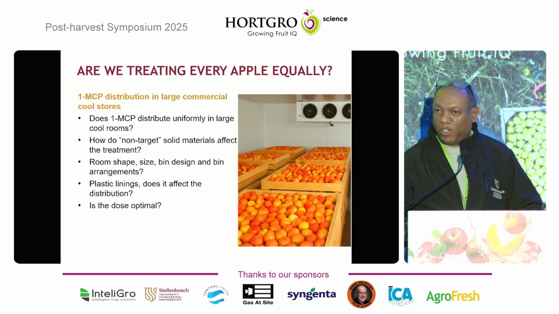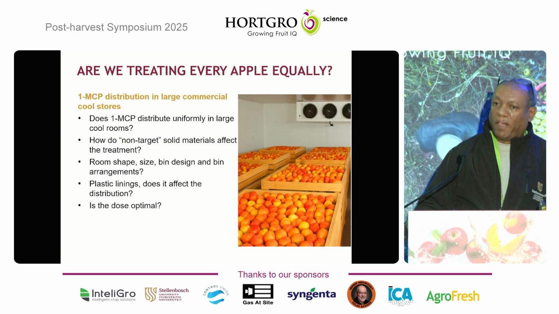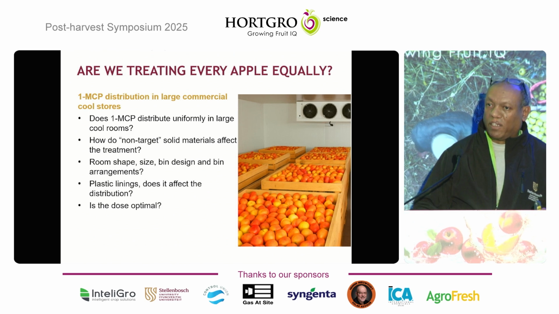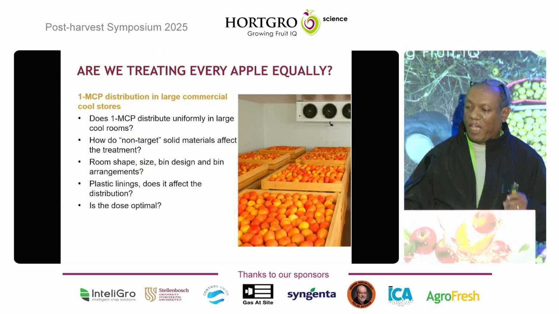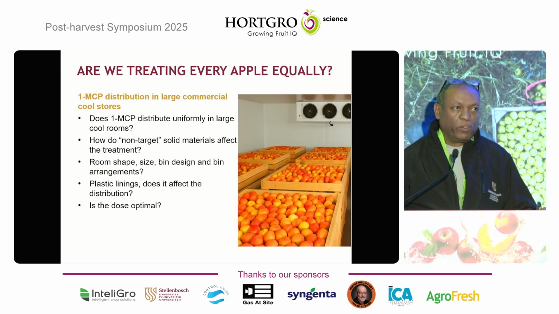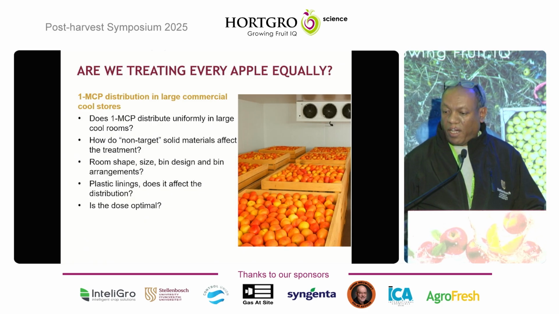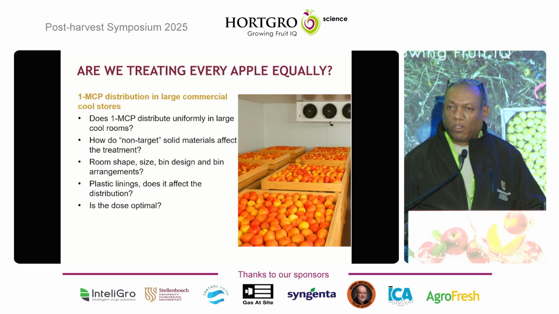And as I already told you, there are non-target binding sites in the fruit, not only those, but there are non-target solid materials in the cool store as well, be it a wooden bin, a plastic bin, or cartons that we use to pack the fruit. So those materials may participate in the 1-MCP uptake, and how would this affect the treatment? That was the other question to answer. And does room size and room shape have an effect on the distribution of this gas?